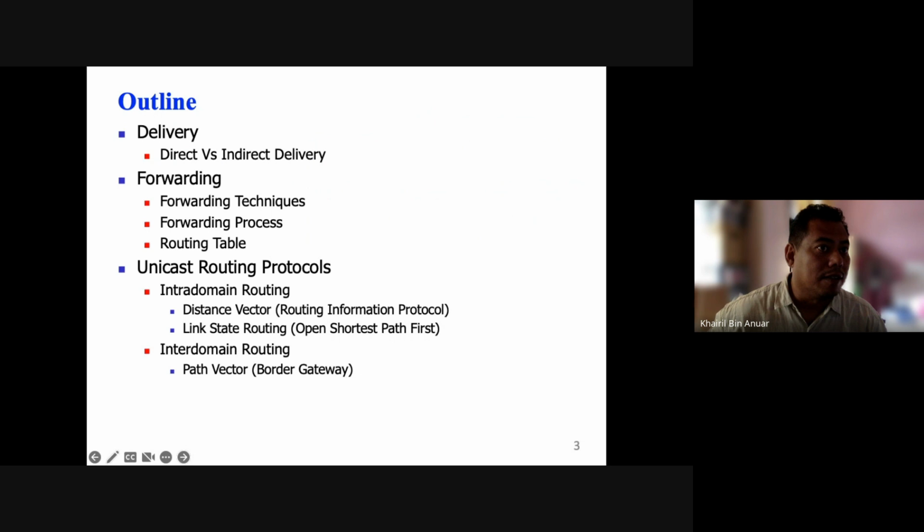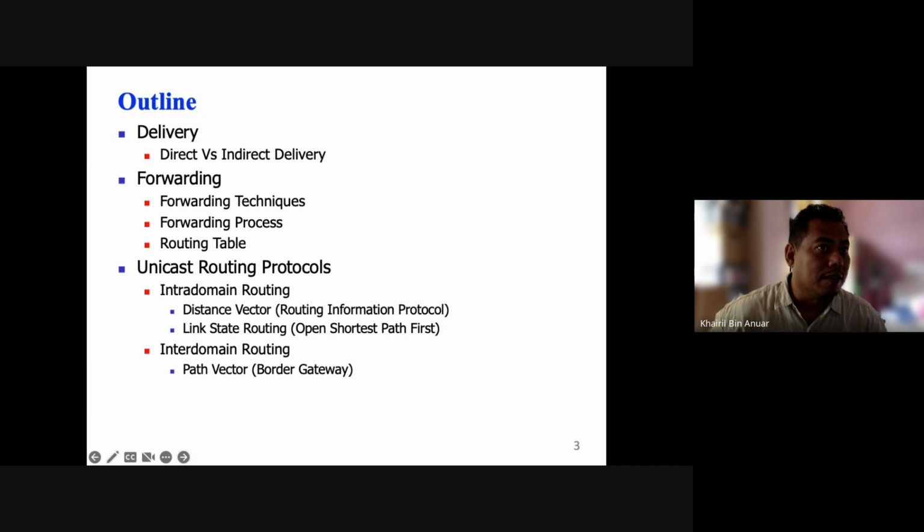Direct delivery is basically when you are attached physically, so you are connected directly. But if you are in a different network, which means you have to go through several switches or several routers, that is where we define an indirect delivery. Then we will also cover forwarding techniques, process, and routing table.